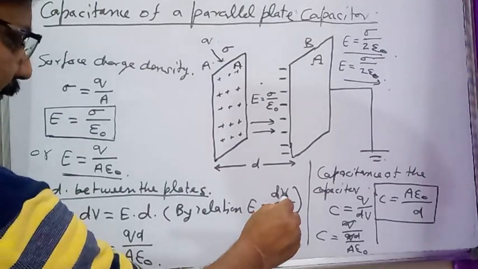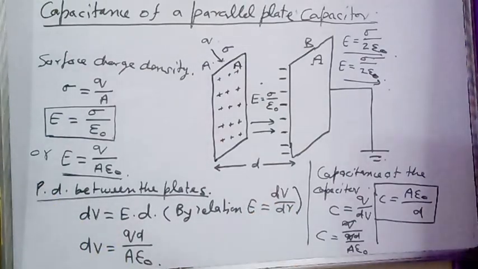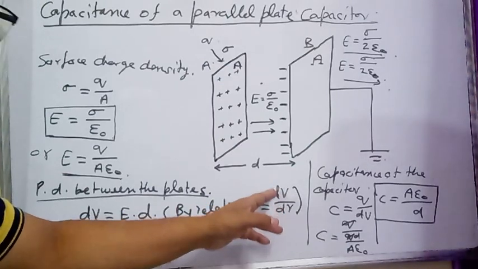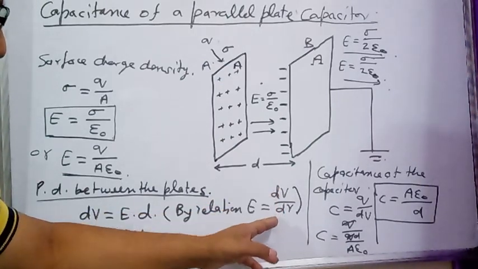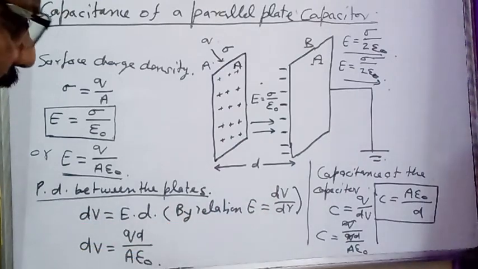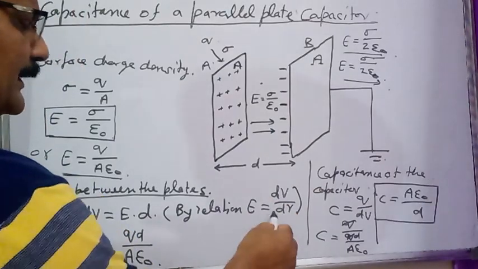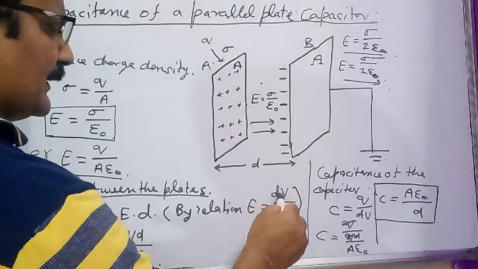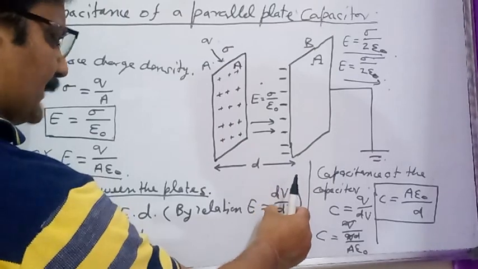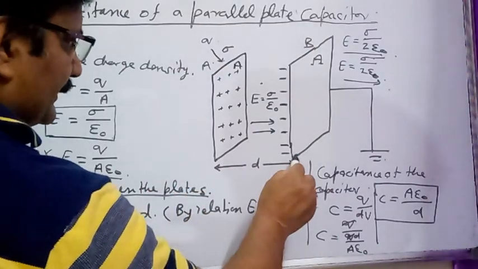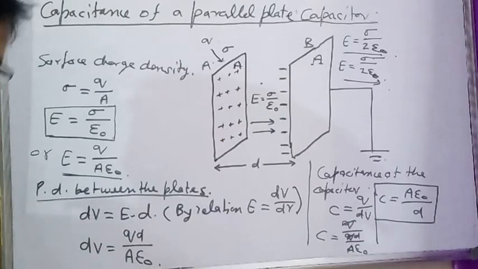E equals dV by dr. In the previous video you have seen the relation between the electric field and the potential difference between the plates of the capacitor, or between any 2 points in the electric field, that can be given as E equal to negative dV by dr. But here we have to calculate just the potential difference. So if we drop this negative sign, the potential difference between the plates is going to be dV equal to E multiplied by d. d is the separation between the plates of the capacitor.